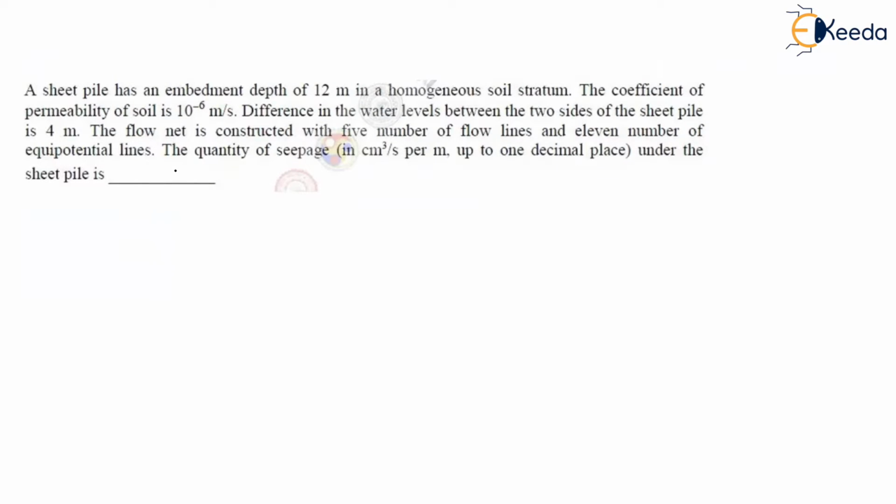A sheet pile has an embedment depth of 12 meter in a homogeneous soil stratum. So this question they have given in the year 2017, for 1 mark. Now let us see what is in the question. The coefficient of permeability of soil is given as 10 power minus 6 meters per second. The difference in water level between two sides of the sheet pile is also given. The flow net is constructed with 5 flow lines and 11 equipotential lines. Find the quantity of seepage. Now, if you see here, the water depth is given as H equal to 12 meter and the coefficient of permeability is 10 power minus 6 meters per second.